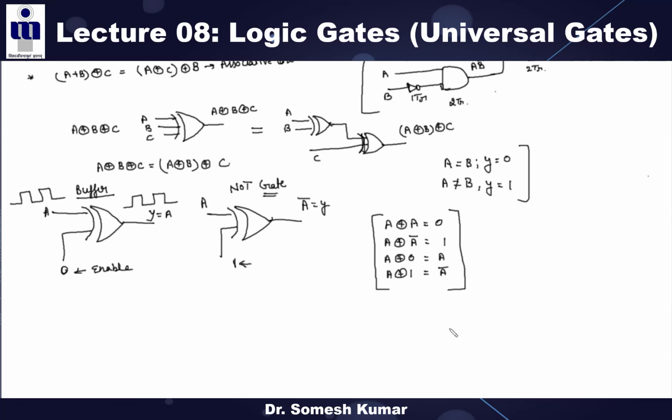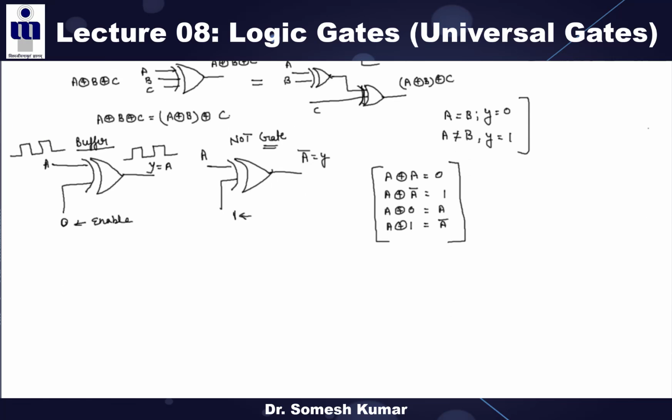If I ask one question, now you have to give the answer. The question is, if A XOR B is equal to C, then what is the value of A XOR B XOR C? Can you tell me? 0, right? So this type of simple question can be asked in your quiz. You can put A XOR B as C, and you know C XOR C is 0, right?